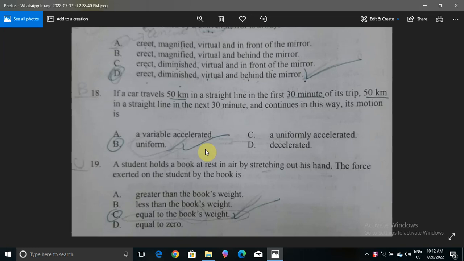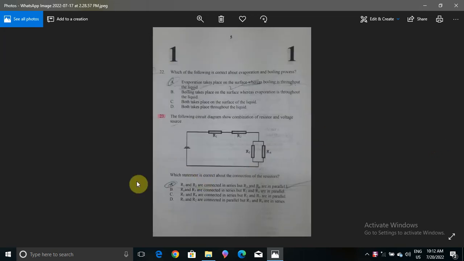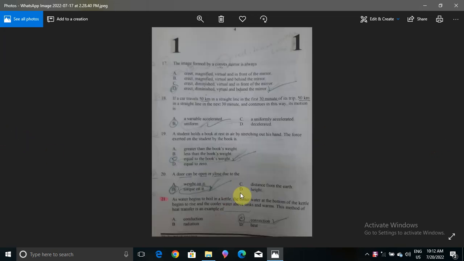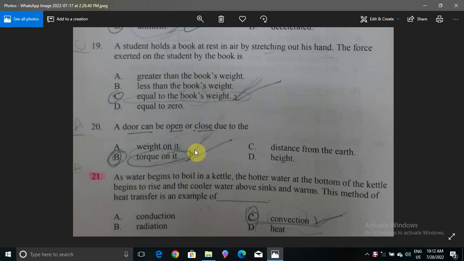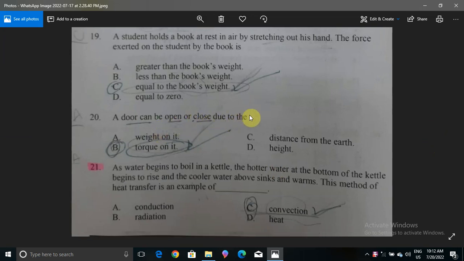Okay, now in question number 20, a door can be opened or closed due to what? Due to the weight on it, or torque on it, or distance from the earth, or height? Here when he asked about a door can be opened or closed, it is due to the torque on it.